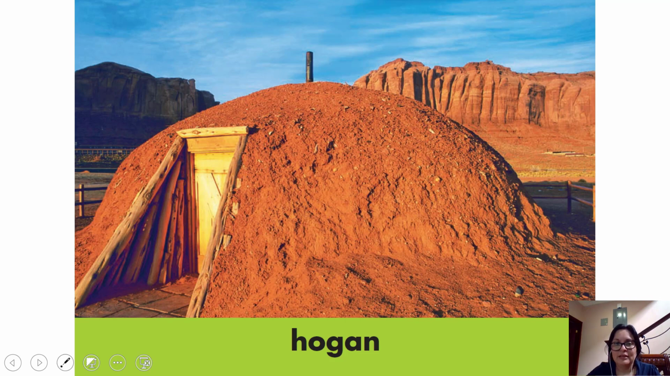Hogan. Let's repeat after me. Hogan. A hogan is a kind of house. If you can see here, this is the door. It's a house built with logs and also it's covered with earth in here. Look, this was the kind of houses that some people from the United States, native people, built. The Navajo people.